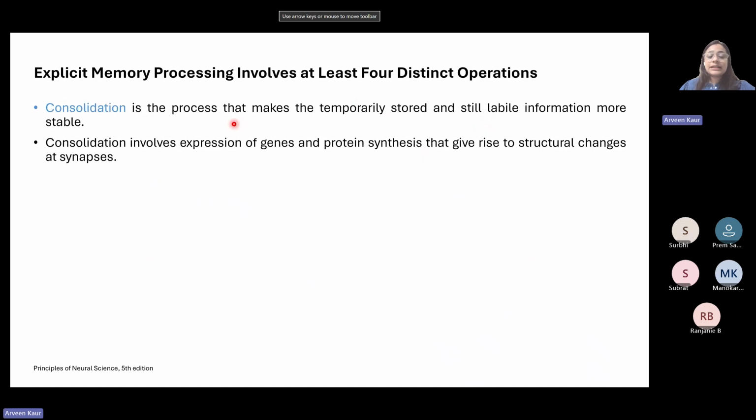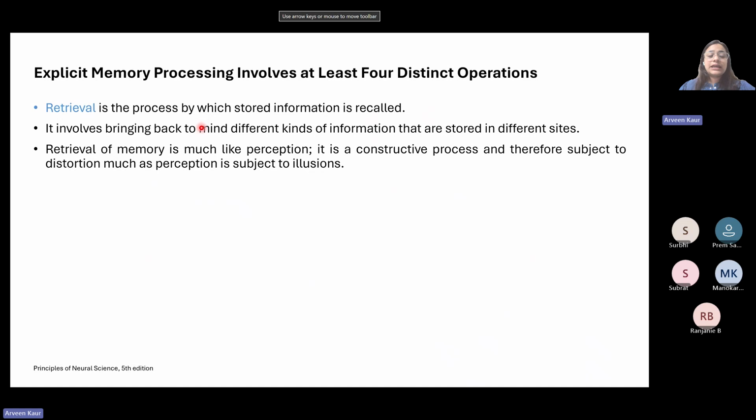Then comes storage. Storage refers to the neural mechanisms and sites by which memory is retained over time, right? Then comes consolidation. It is a process that makes the temporarily stored, still labile information more stable. It involves expression of genes and protein synthesis that give rise to structural changes at synapses. Again, how this happens is what we are going to study today. Then comes retrieval. Retrieval is the process by which stored information is recalled. It involves bringing back to mind different kinds of information that are stored in different sites.